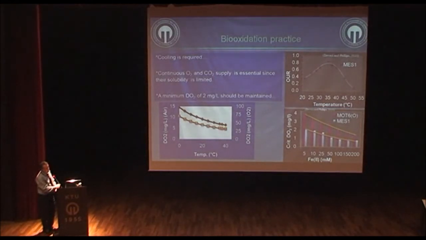And there are aerophilic and autotrophic bacteria, which means a continuous supply of oxygen and carbon dioxide from the air is essential for good operation, but the solubility of oxygen is often limited. A minimum dissolved oxygen concentration of 2 mg per liter should be maintained for an effective oxidation process. You see, at a certain point, the maintenance of oxygen at a certain level is essential. And here we see the decrease in the solubility of oxygen when temperature is increased.